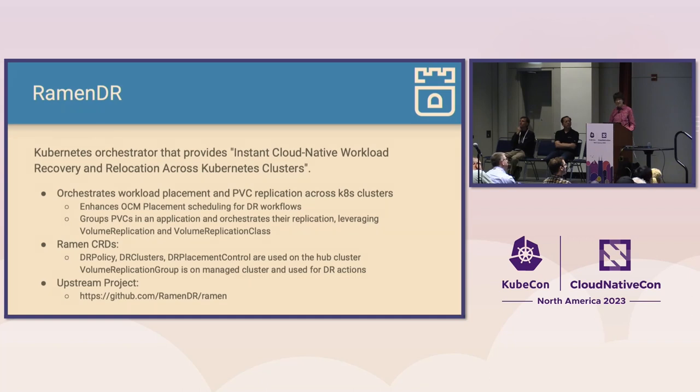And then we have the DR placement control. It is basically the action, whether it be failover or a planned maintenance migration, it's going to define the action. It'll be on the hub cluster, which we'll see in a minute here, but it will define the action of what we are going to do. Another really important custom resource coming out of the Ramen project is volume replication group. That is actually created on what we call the managed cluster. Once a DR placement control is created, then an associated volume replication group is created where the application actually lives.